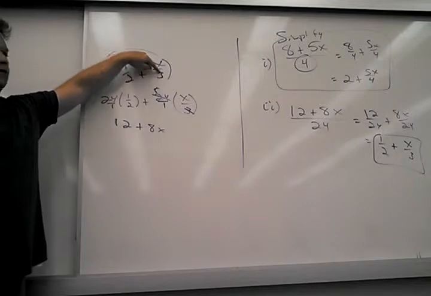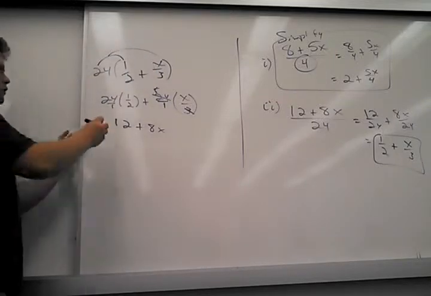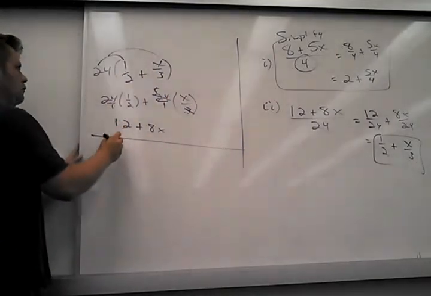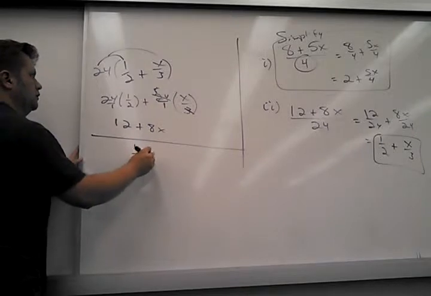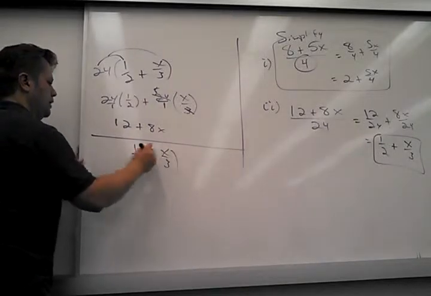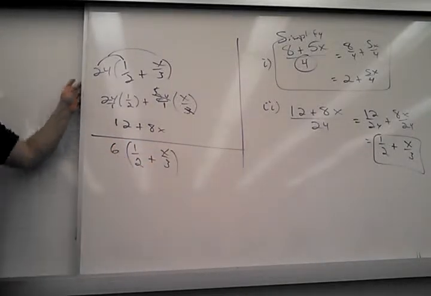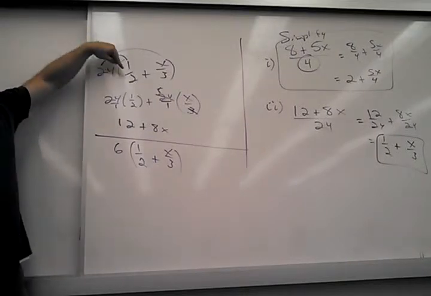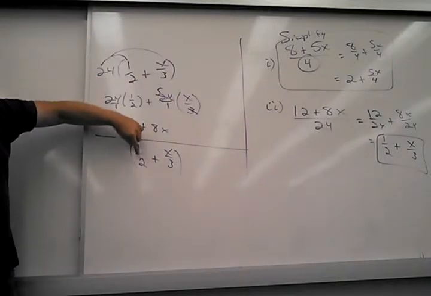What's the LCD of these two? 6. So here's an interesting question then. What if I took this expression and I multiplied by 6? Now, I might think to do that because what would I multiply this expression by to kill the 2 there?